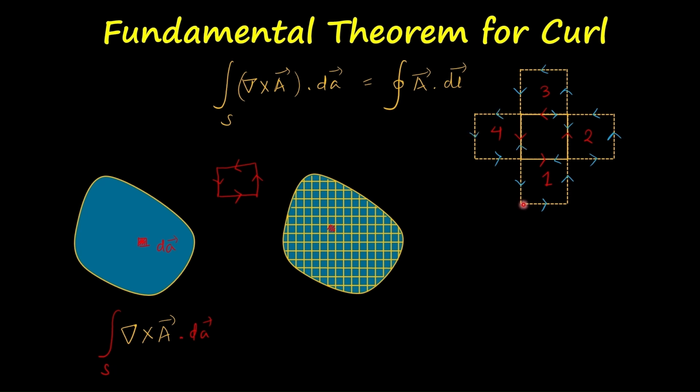Now if you see carefully, here the directions of circulation are opposite. The red one is pointing towards the right and the blue one is pointing towards the left. Similarly here, and here. So the net effect will be 0.